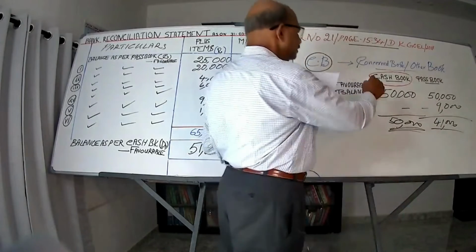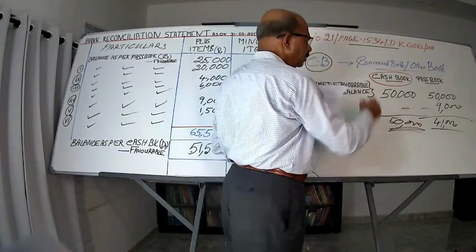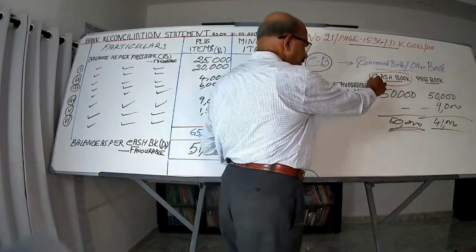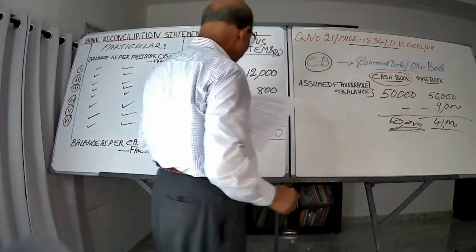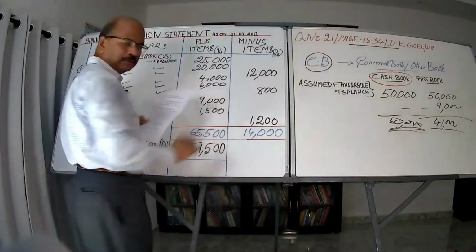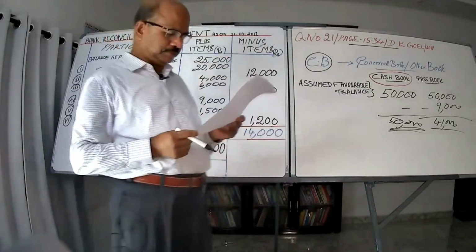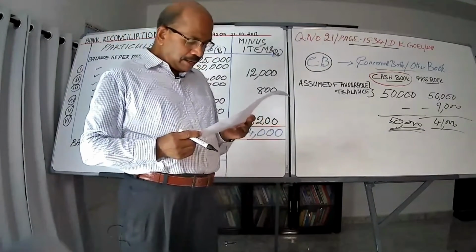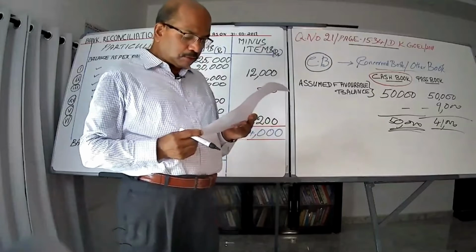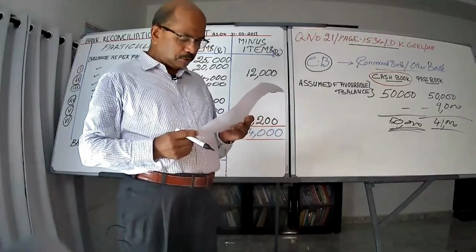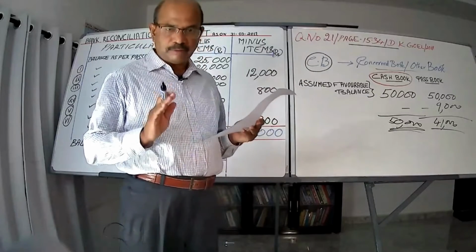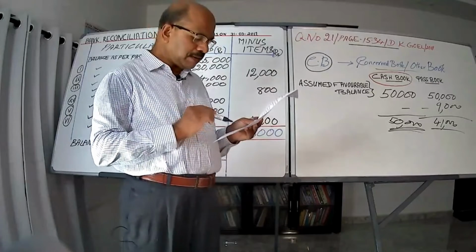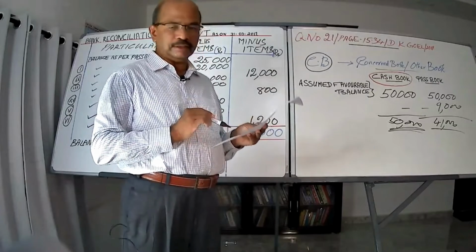Hence, it's an increasing effect, is it not? As compared to the other book, my concerned book, it's an increasing effect to the extent of 9,000 that I am showing here. Clear? Fine. A bank has debited rupees 1,500 and credited rupees 1,200 in our account. Let us take up one by one. Bank has debited rupees 1,500.